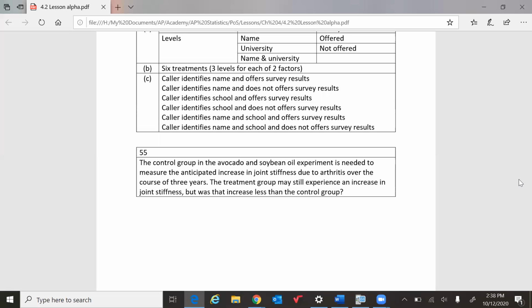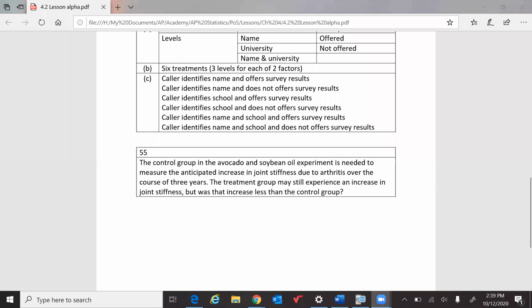And when you participate in these experiments, you have to realize that you are not aware of whether you're getting the treatment or which group you're in. So you're doing this to help other people too, all right? So that's that for 4.2 alpha.